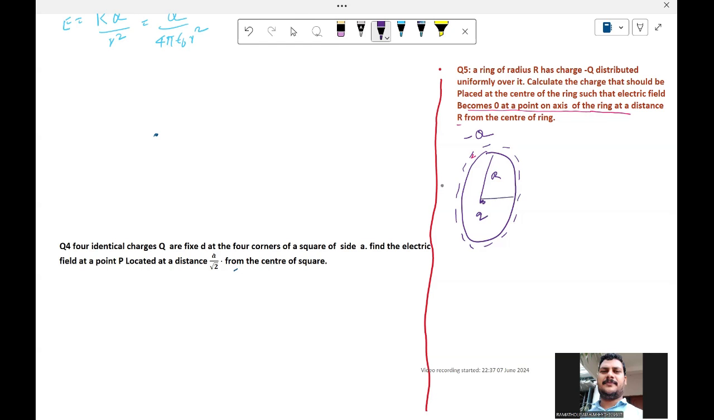To get electric field zero at a distance R from the center, at the point P here, the field should be zero, E is equal to 0. So how much charge Q at the center do I need to place? Here Q is equal to question mark, I need to find.